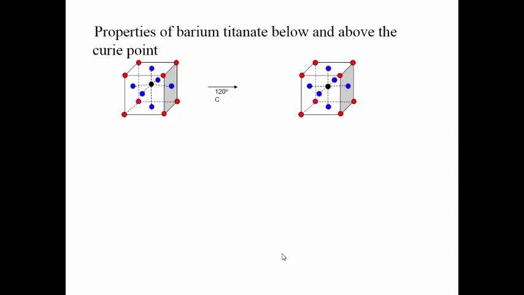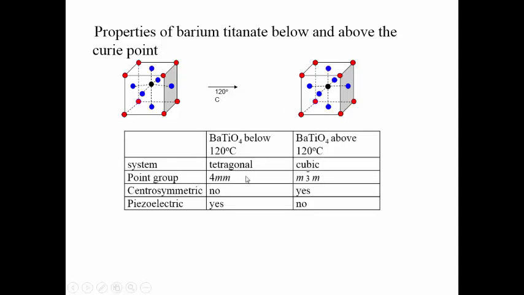One of the most famous and strongest piezoelectric materials is barium titanate. It has a Curie point, and here are pictures of it below the Curie point and above the Curie point. Below the Curie point, you have a dipole here, you have no center of symmetry. Above the Curie point you have a center of symmetry. Here's the information. We go from tetragonal to cubic.